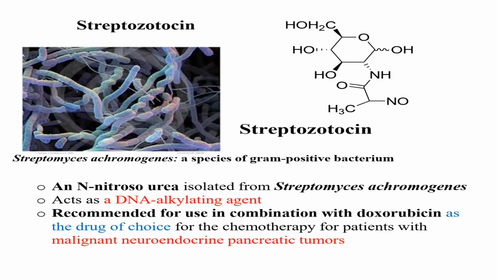Streptozocin is an N-nitrosourea isolated from Streptomyces achromogenes, a species of gram-positive bacteria, and acts as a DNA alkylating agent. It is recommended for use in combination with doxorubicin as a drug of choice for chemotherapy in patients with malignant neuroendocrine pancreatic tumors. So this one is given in combination therapy with doxorubicin for the treatment of malignant neuroendocrine pancreatic tumors. That is it.